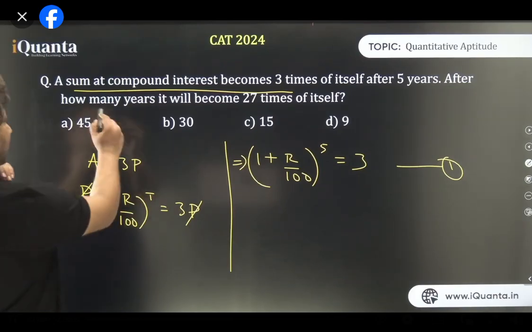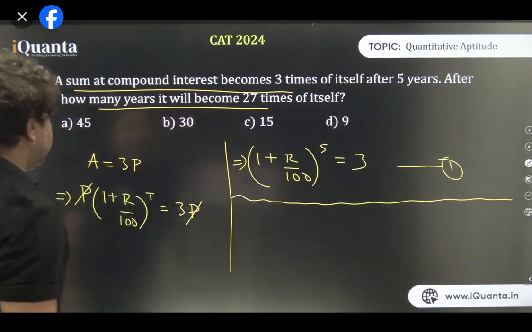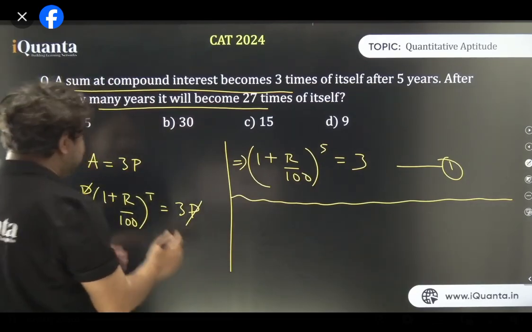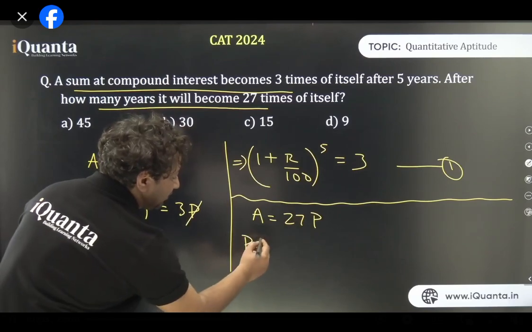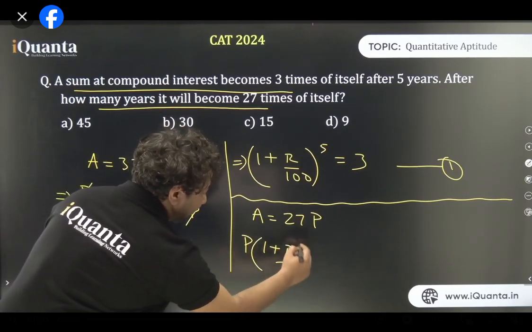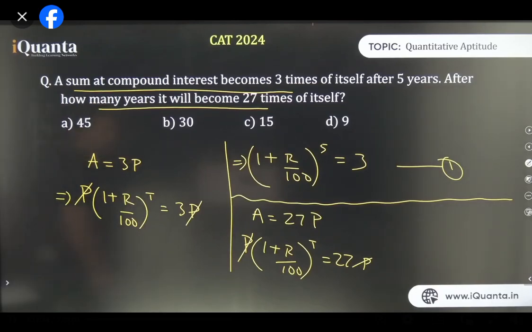The second part says, after how many years it will become 27 times itself? That means now the amount is 27 times of P. Let us put the value. P times (1 plus R by 100) raised to the power T is equal to 27P. P and P get cancelled.